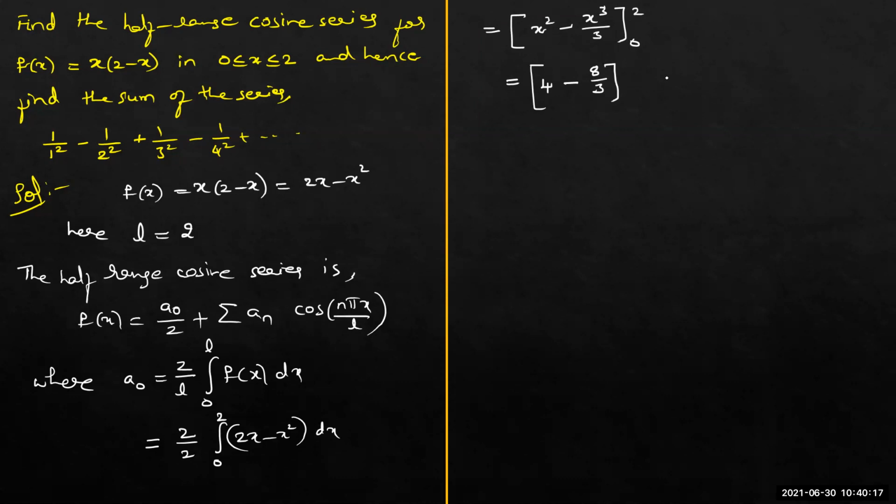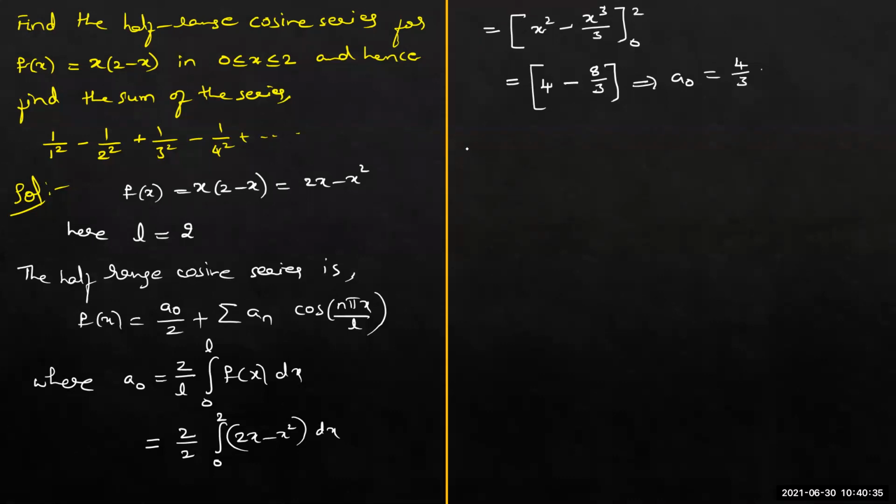So I'm just continuing this. This implies a0 is equal to, see how much you'll get when you take the LCM. 3 times 4, 12, 12 minus 8, it is 4 by 3. So the value of a0 is directly 4 by 3. Now let me calculate an.